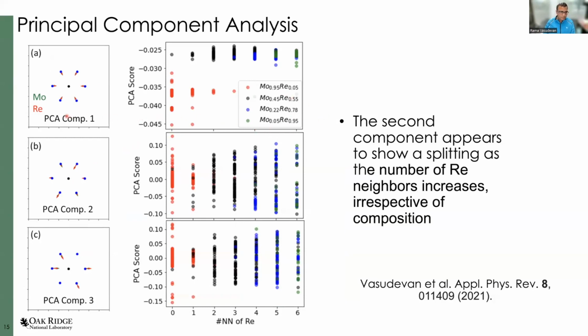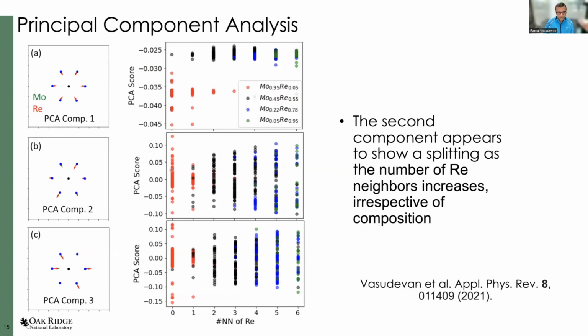So if we look at the first component, and we just plot the scores for the first component as a function of the number of nearest neighbors of rhenium atoms, and we color them by the composition of our global sample, then you see that more or less component 1 doesn't really have a strong dependence on the composition, right? So every color here is sort of mixed.